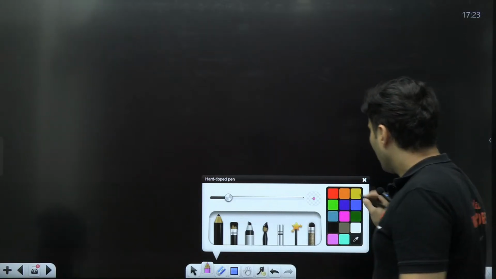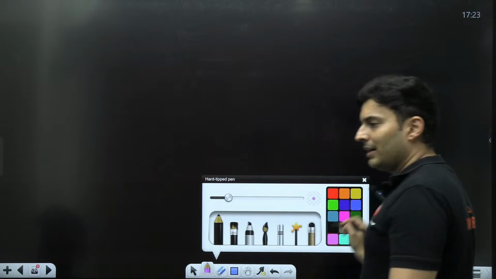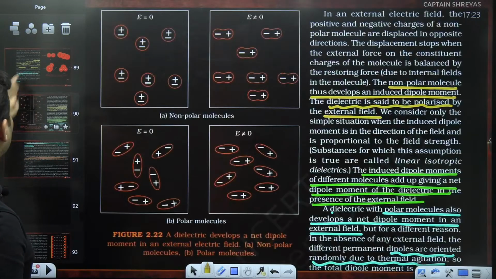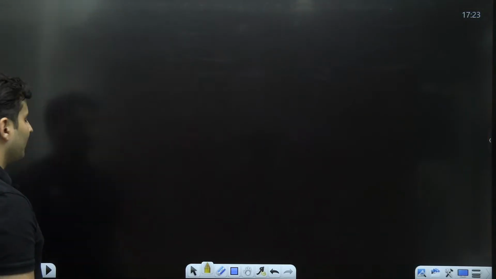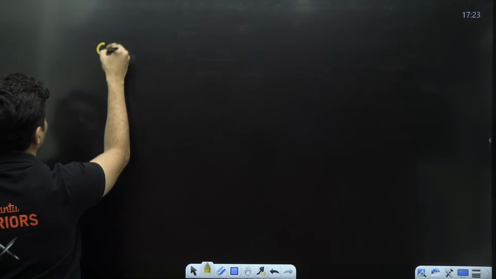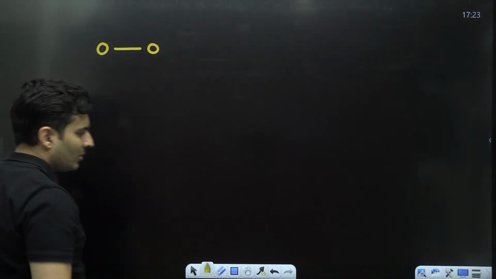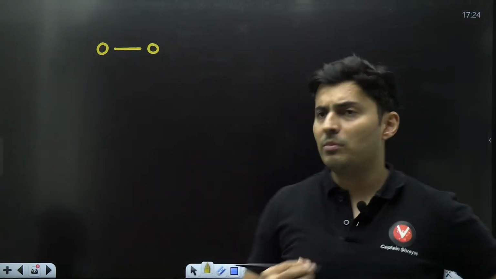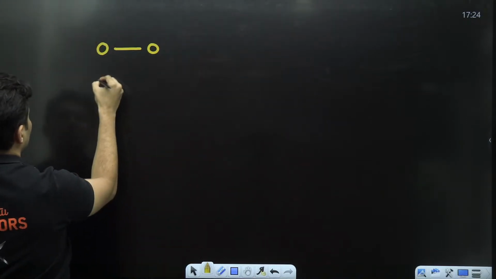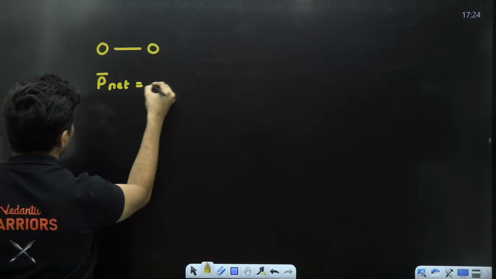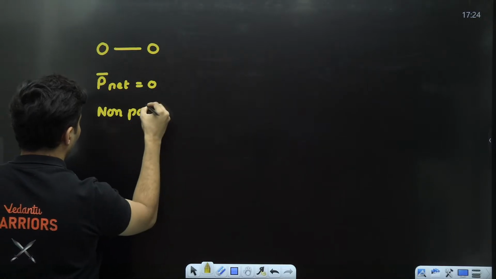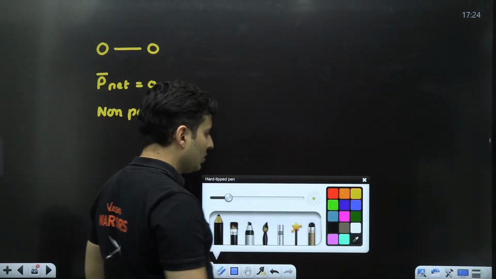See, there are two kinds of molecules. One is polar and one is non-polar. Non-polar molecules are, for example, oxygen with oxygen. They do not have any net dipole moment because there is no charge separation as such. So the net dipole moment is basically zero, because of which you say they are non-polar molecules. There is no net dipole moment.